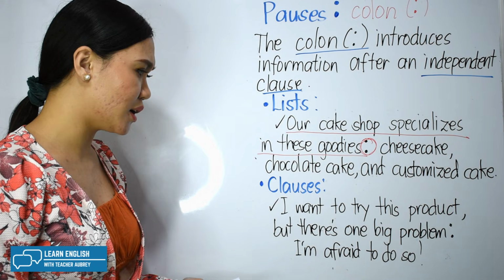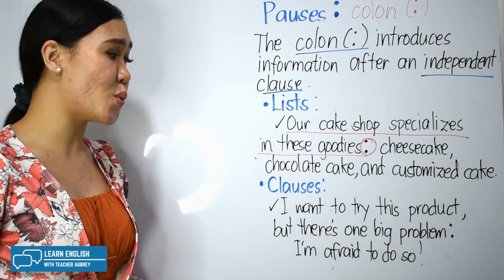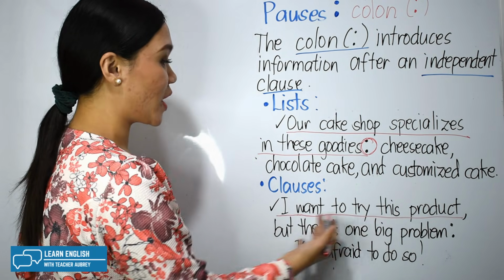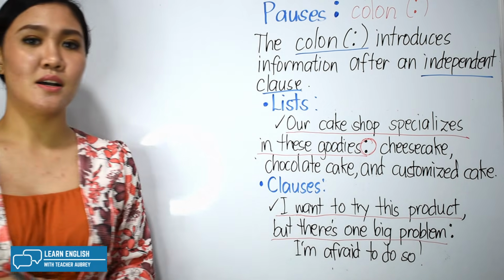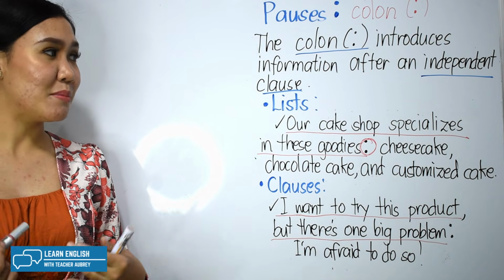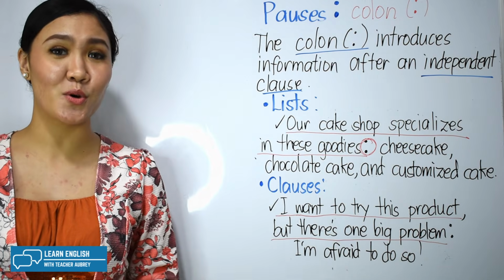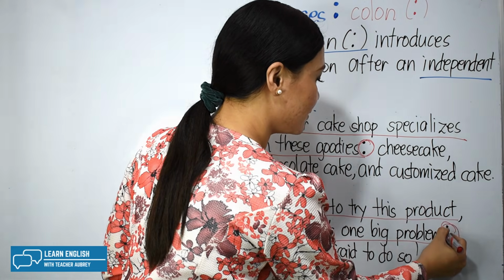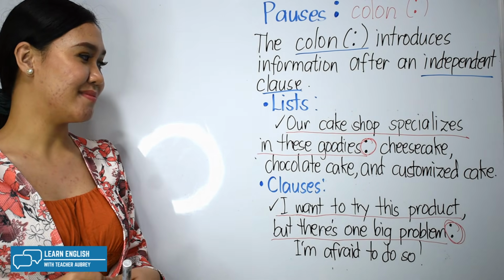Now, let's try to take a look at the sentence. I want to try this product, but there's one big problem. Meron tayong independent clause. That's already one independent clause. Isang buong pangungusap na yan. At may gusto siyang sabihin na isang malaking problema niya. Kaya, hindi niya raw magawang subukan yung produkto. And then, bago niya i-introduce yun, gumamit ng colon. I'm afraid to do so.